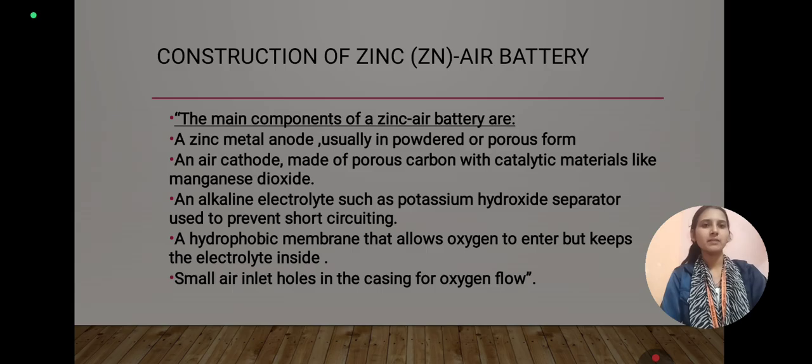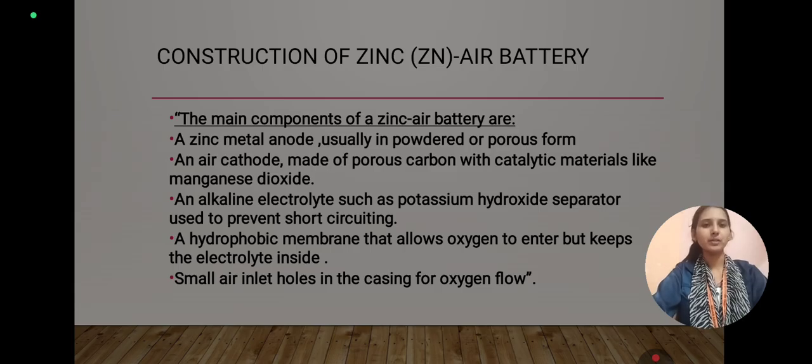Construction of a zinc air battery. The main components of a zinc air battery are anode, cathode, and electrolyte. A zinc metal anode, usually in powdered or porous form. An air cathode made up of porous carbon with catalytic material like manganese dioxide. An alkaline electrolyte such as potassium hydroxide, with a separator used to prevent short circuiting.